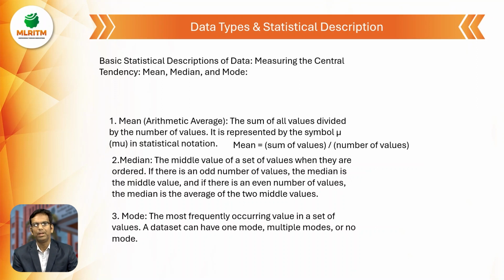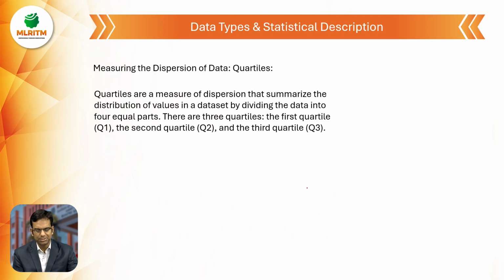Median is the middle value. Mode is the most frequently occurring value in a set of values in data science. The median is the middle value of the specific set of values, and the most frequently occurring value comes under the mode. And measuring descriptions of the quantifiable.